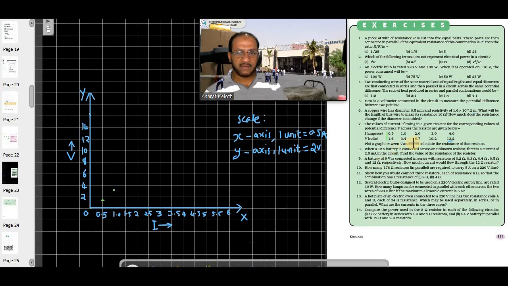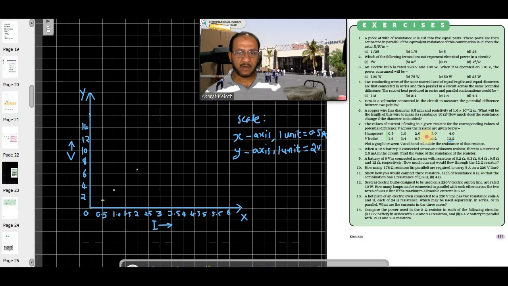The third reading is for 2 ampere, 6.7. 6.7 means near to 6. The middle is 7 and the current is 2 ampere. It is 6.7, so a little below the middle value, somewhere here. Not at the middle, a little down. The middle will be 7. We have only 6.7, not 7.